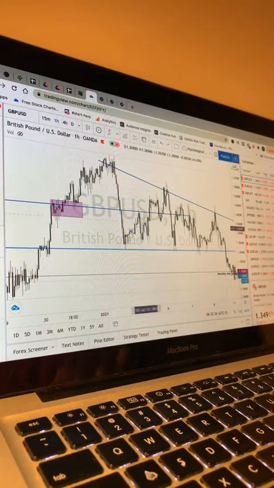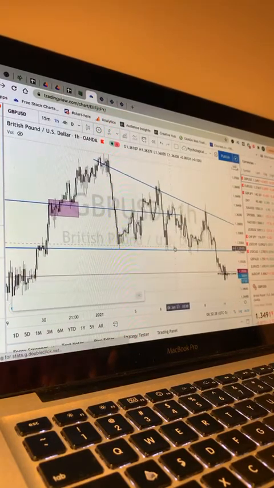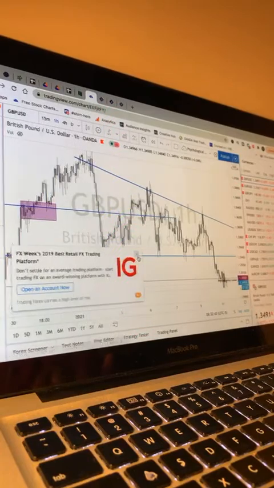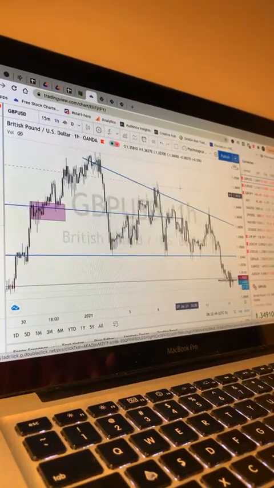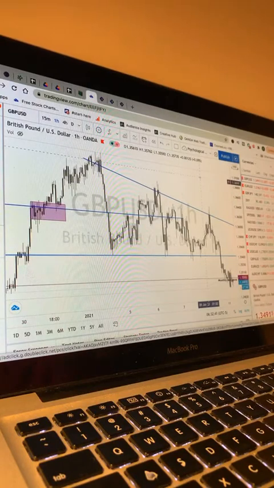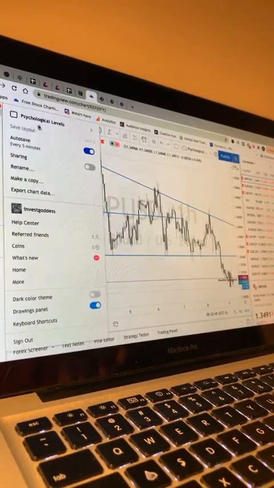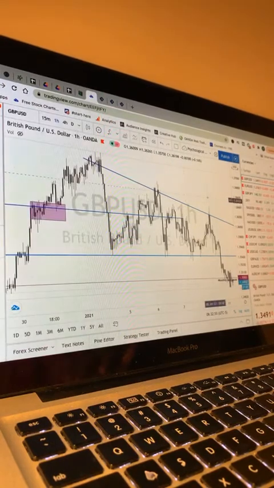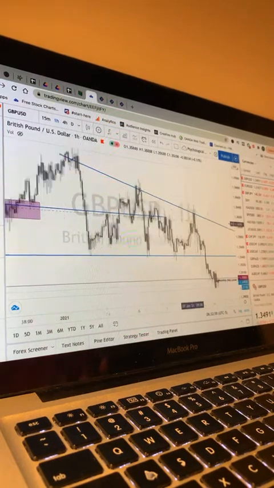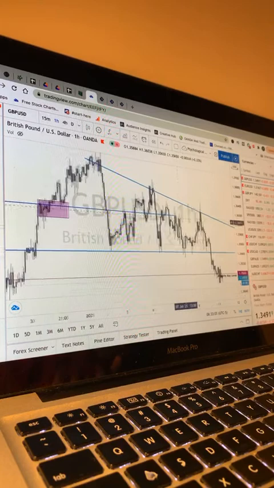Like I said, I'm just going over my weekly analysis really quickly. This chart that I have here is, if you have TradingView, you can choose different charts. I call this one my psychological levels one because this is the one where I keep my black bars and white background charts. So yeah, I'm just gonna get into it.